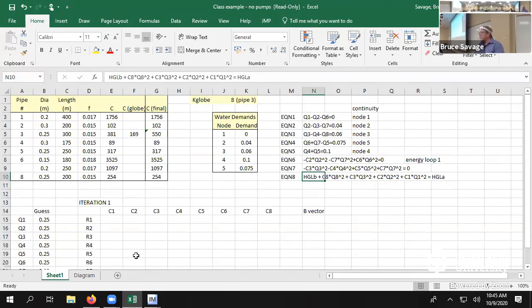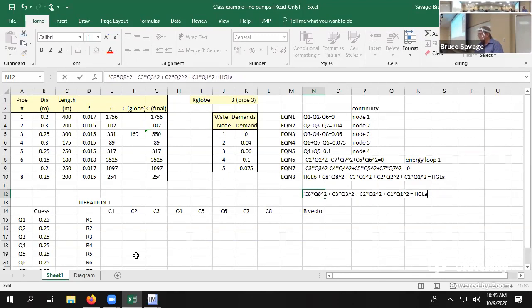Okay. Now I would note that I could rewrite this equation by taking the hydraulic grade line at B over to the other side and subtracting it. That kind of gets it into my matrix form, if you will, where I've got the unknowns on the left-hand side and the known values on the right-hand side.